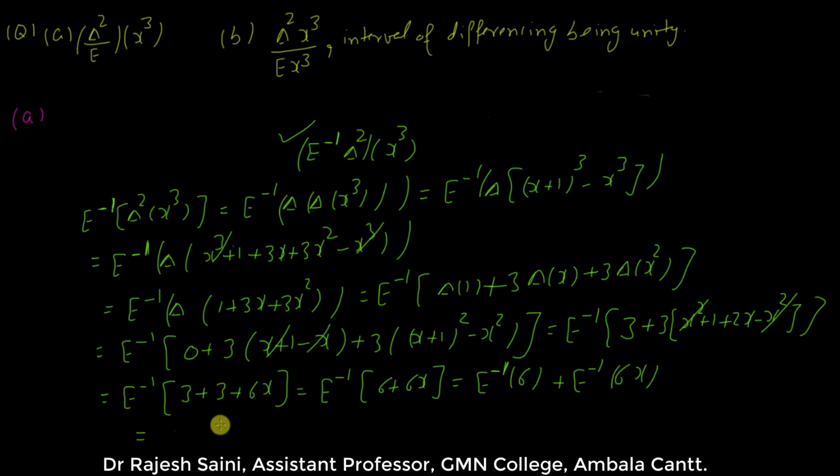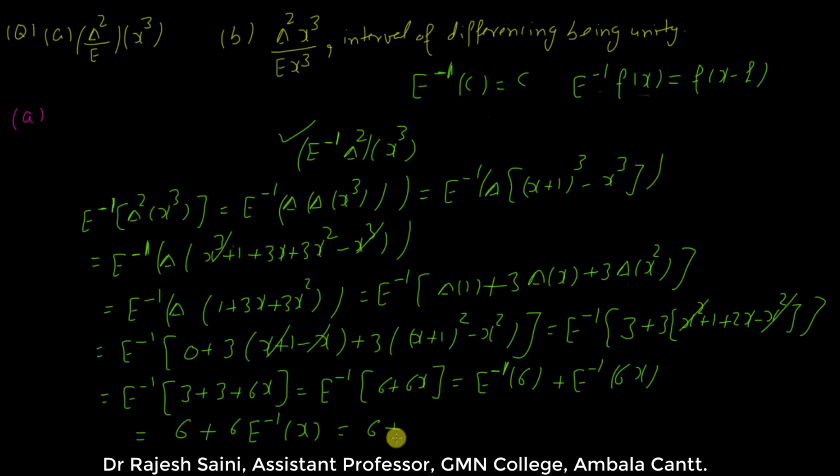This E inverse of a constant, because it tries to shift, you know, E inverse f of x is nothing but f of x minus h. But a constant quantity will not change. If here is some constant c, this will again be c. So here 6 is c, so this will be 6 again. And you know, in this 6 will come out, and you will write the E inverse operator upon x. Done. 6. And you know, when it is applied upon this one, this will be x minus 1.